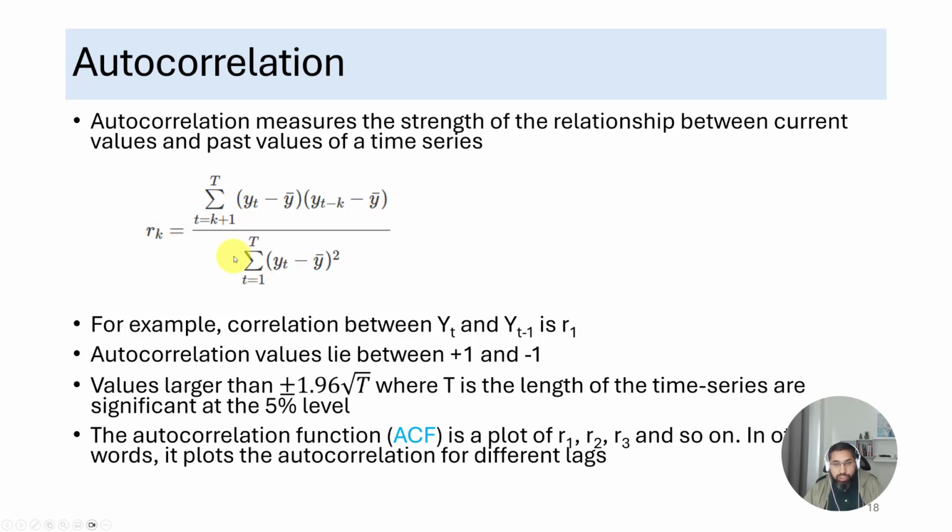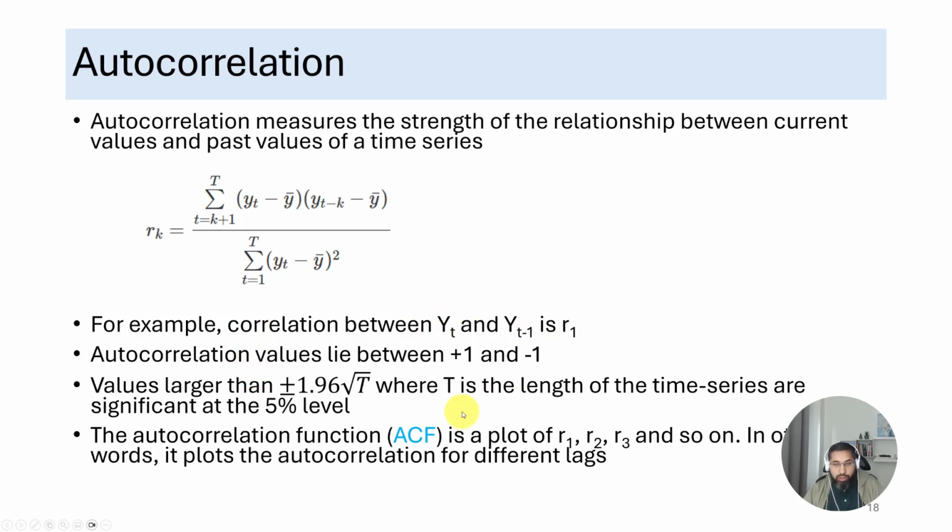And then we are adjusting it by the variance of the y variable. It's not exactly variance, but it's yt minus the mean, squared. That's a measure of the variability in y to standardize the autocorrelation. So it takes a value between +1 and -1. We call this variable r. So r1, where k is 1, means the correlation between y at any time t and y one time period prior, t minus 1.